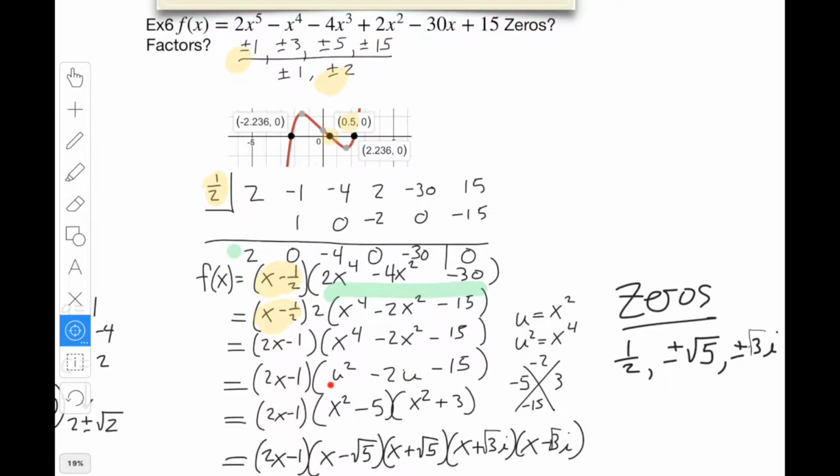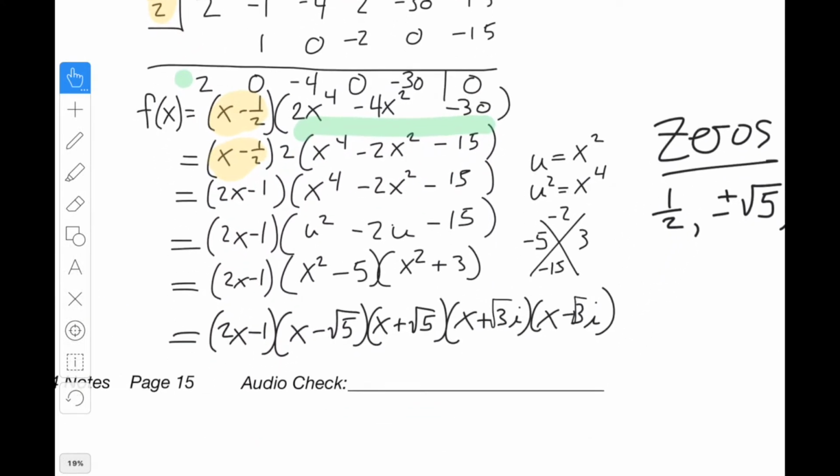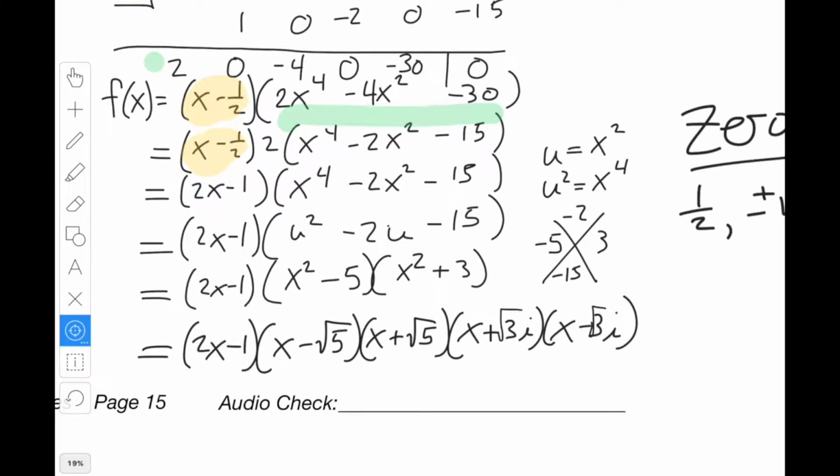And then it becomes a lot easier to factor u squared minus 2u minus 15. Well, what 2 numbers add up to negative 2 and multiply up to negative 15? Negative 5 and 3. Put them here and back substitute x squared instead of u's. Next, a squared minus b squared factors into a minus b and a plus b, and that actually works out here also. X squared plus 3, you can think of it as x squared minus negative 3. The square root of negative 3 is square root of 3i.